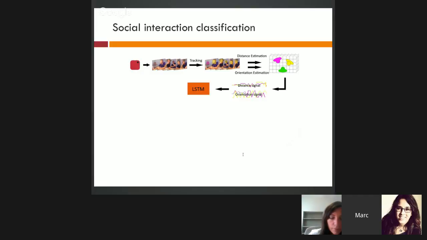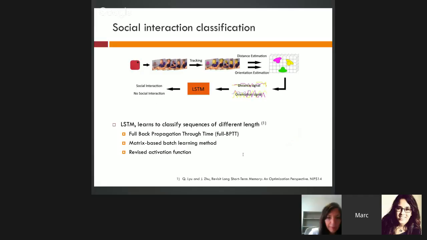So the next thing is to use all this information and employ a sequence-level classifier to classify these signals into socially interacting or not interacting. As a classifier, we used LSTM. We relied on its ability to learn the temporal evolution of the signals.